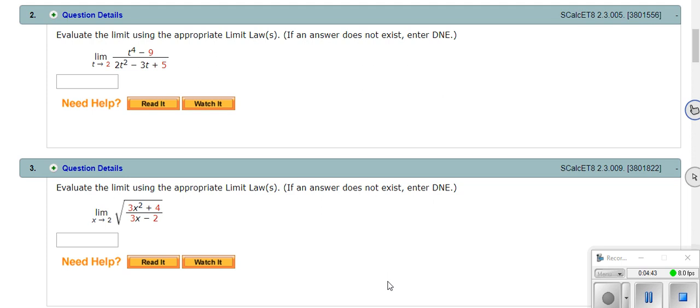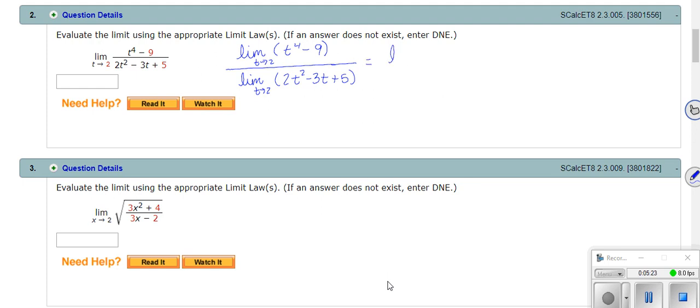We need to apply the limit laws so that we can evaluate this. Let's start breaking this up. This is the limit as t approaches 2 of t to the fourth minus 9 over, we're going to apply the limit to the top and the bottom, the limit as t approaches 2 of 2t squared minus 3t plus 5. Then we're going to break everything out again using the limit laws.